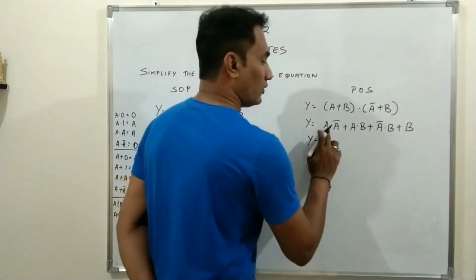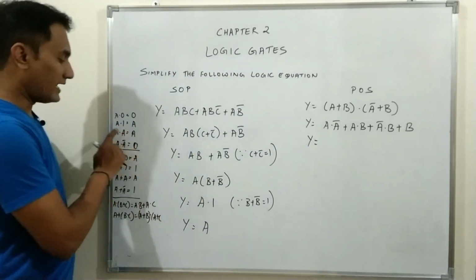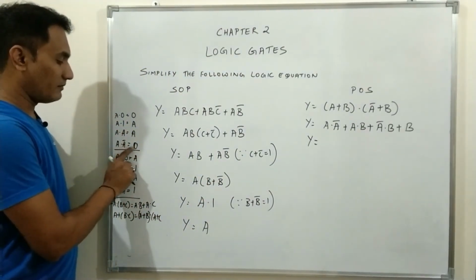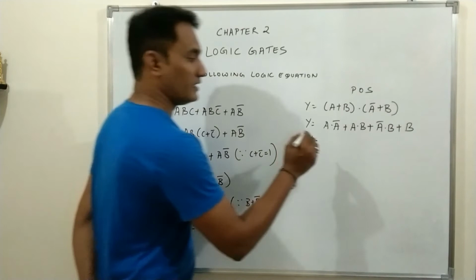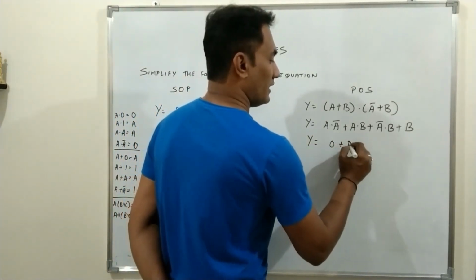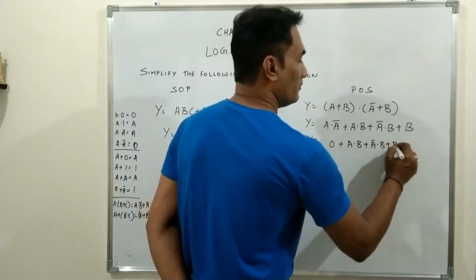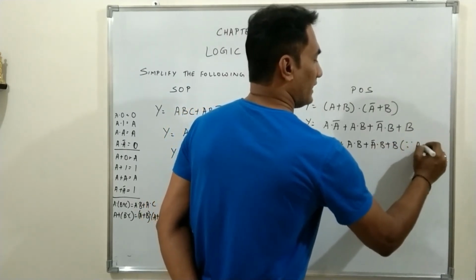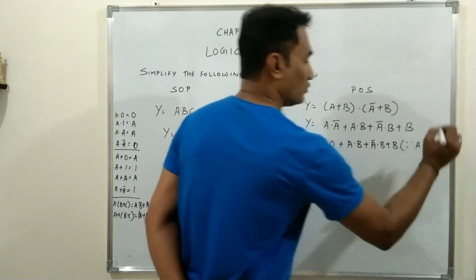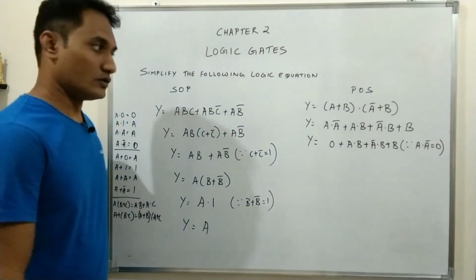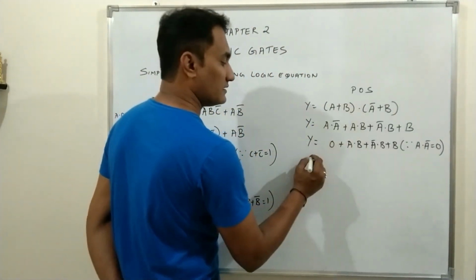So Y is equal to, what is A dot A bar? Come back to the AND law. What is A dot A bar? A dot A bar is 0. So this becomes 0, plus A dot B plus A bar dot B plus B, since A dot A bar equals 0. So to some extent the equation has been simplified.